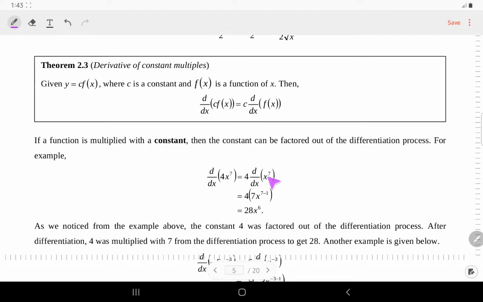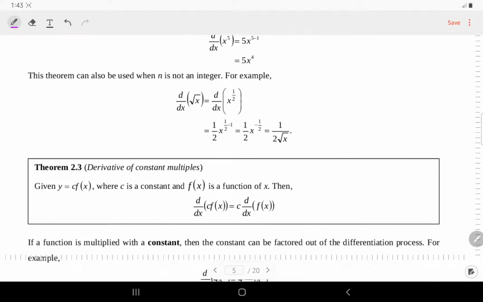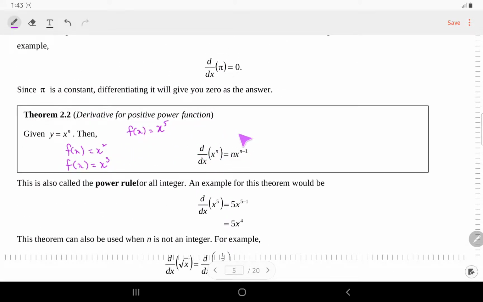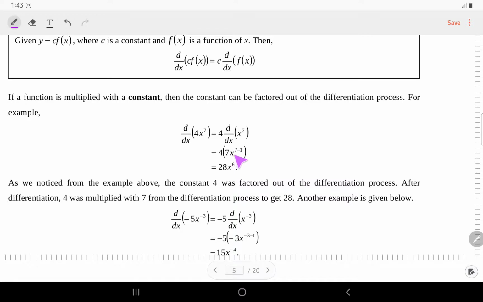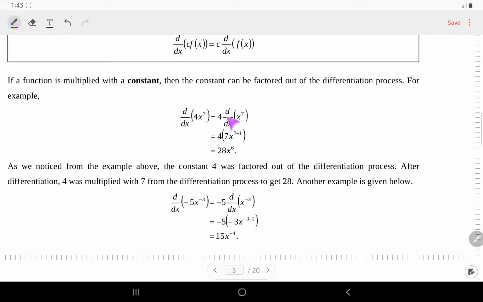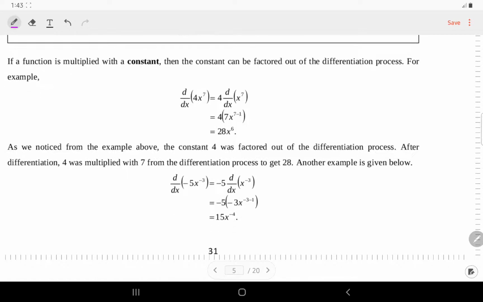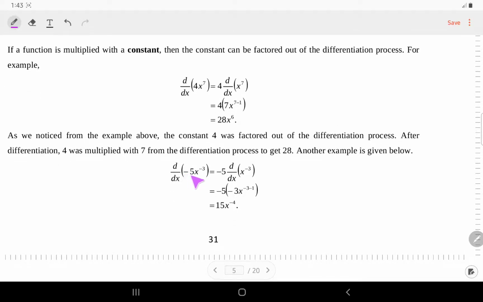So to differentiate x power of 7, we need to use this theorem. Okay, konsep yang tadi ni. Okay, so it will become 7x power of 7 minus 1. So 7 ni we can multiply with 4. It will become 28x power of 6. Okay, so meaning that x we can bring it in front, or we can factor 4. Okay. Okay, another example. Negative 5x power of negative 3.